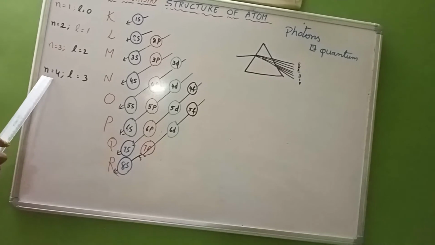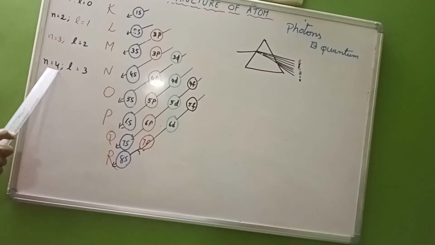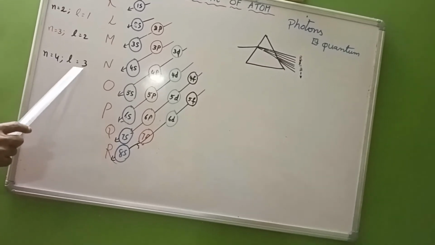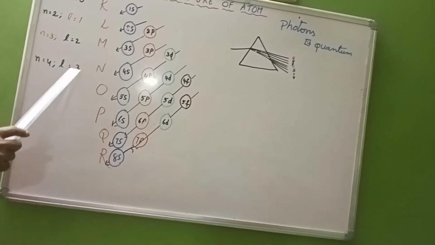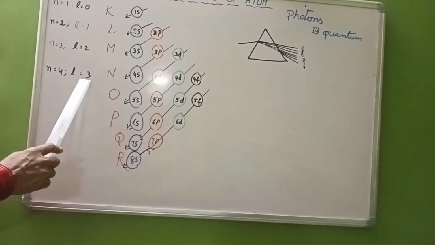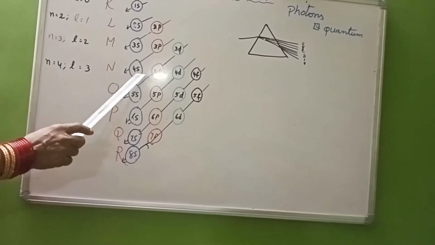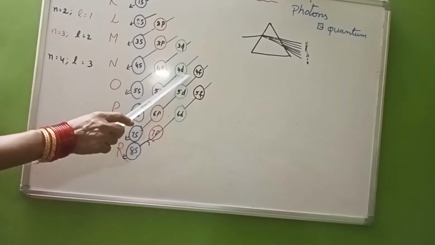When the principal quantum number value is 4, n minus 1 gives the azimuthal quantum number 4 minus 1, so we get the l value 3. At that time it has s orbital, p orbital, d orbital and f orbitals.